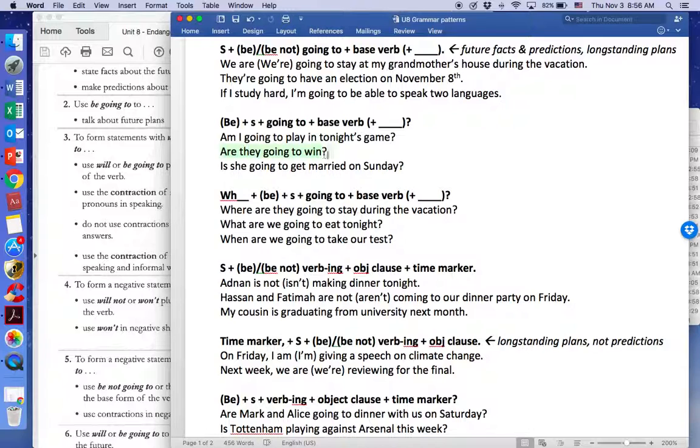Next question, are they going to win? Be verb, subject, going to, base verb, no optional. Are they going to win? Answer, yes, they are going to win, or no, they aren't going to win. That would be a prediction.